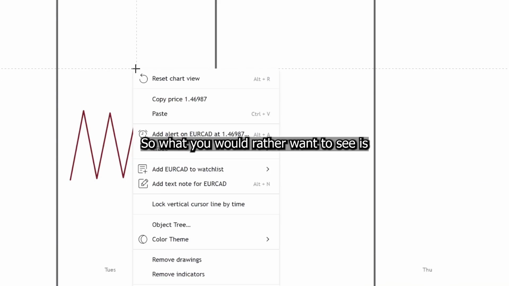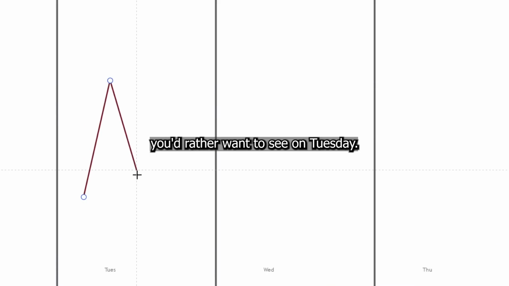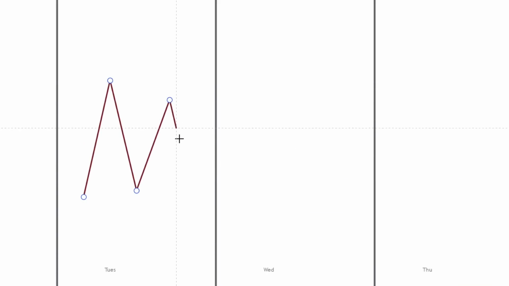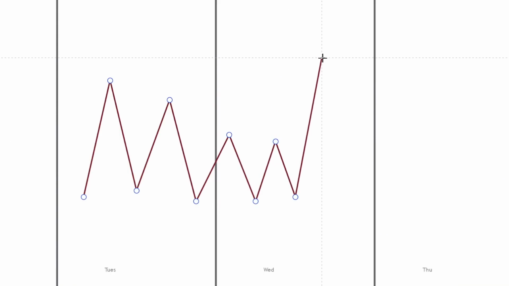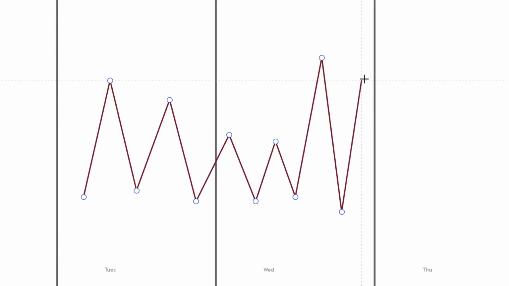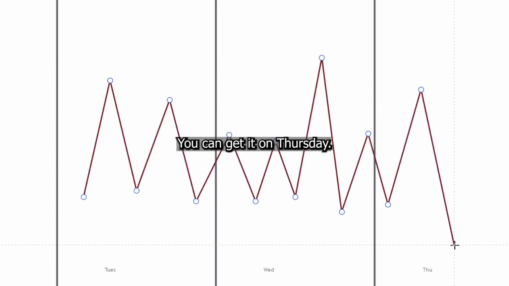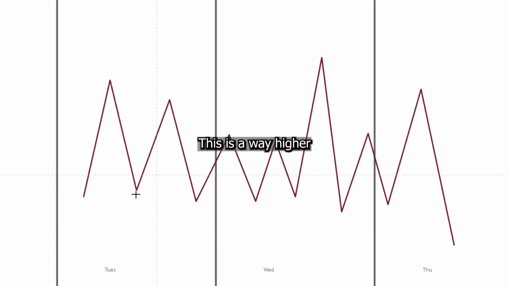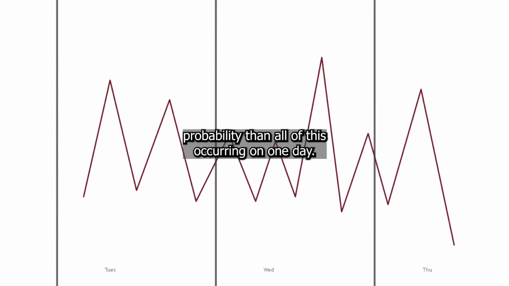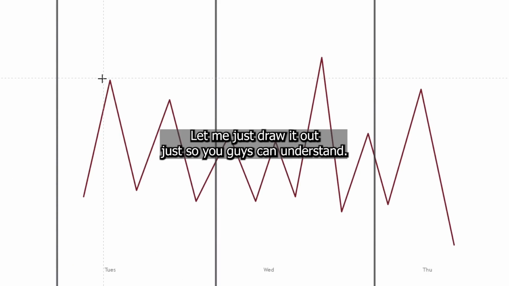So what you would rather want to see is, you'd rather want to see on Tuesday your liquidity being built. On Wednesday, you get a stop hunt. And you can get a return to origin either on Wednesday also, or you can get it on Thursday. This is a way higher probability than all of this occurring on one day. Let me just draw it out just so you guys can understand.